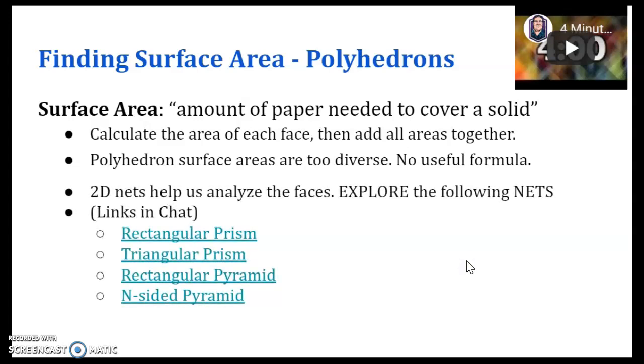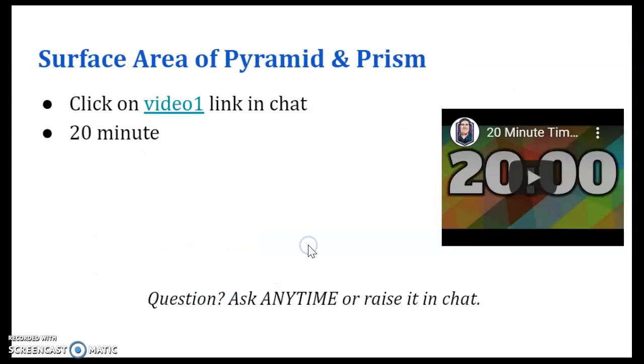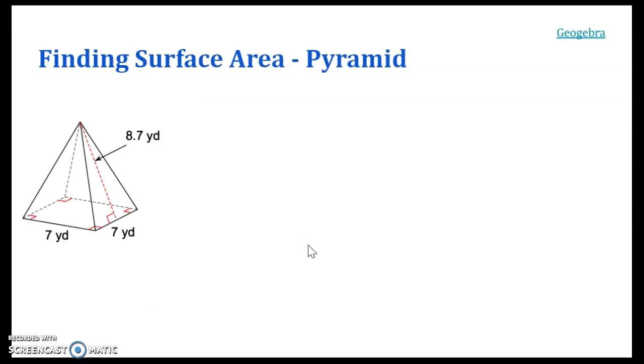To explore finding surface area, we are going to use these links. So I would like you to pause the video. You will find these links on the homework document, Google Doc, for the homework for week 6. And please try these different links to explore how using 2D nets helps us analyze the faces and therefore the surface area. Okay, now that you've explored the GeoGebra links, I am going to do some problems.